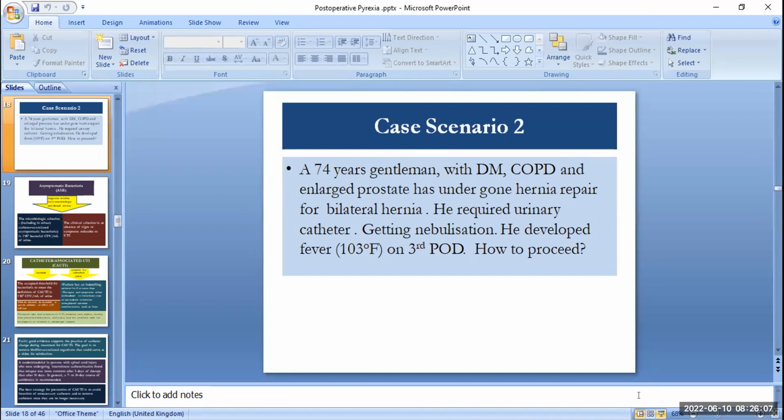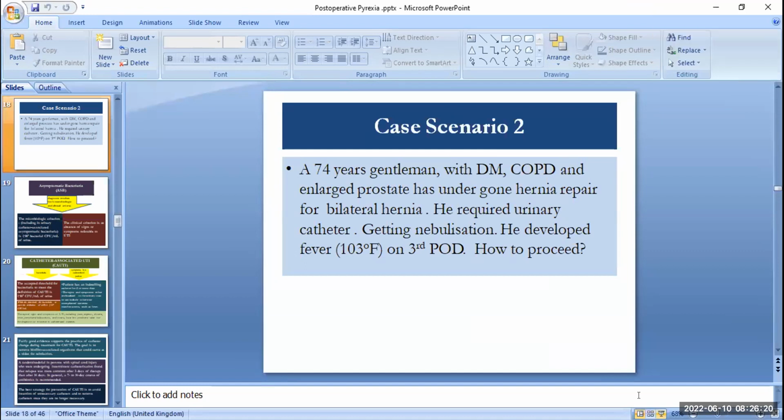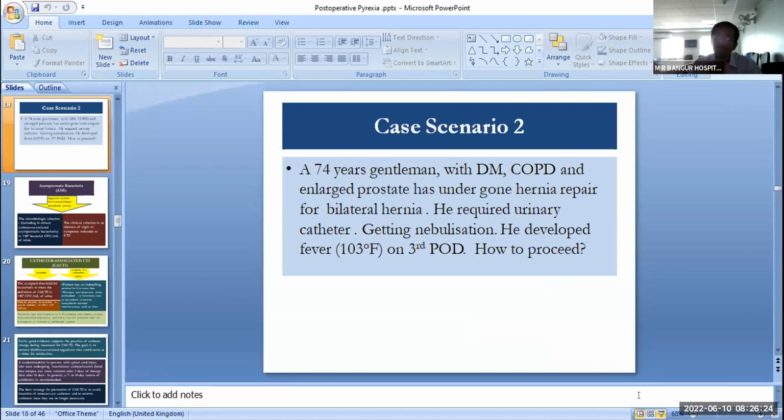We have to rule out those causes. Like what? You have been given a guide of a urinary catheter being there. So on the third post-op day, there are some other important causes. You see, the fever is with chill and rigor. If fever comes with chill and rigor, there are some other conditions which can come up on the third post-op day. What are those? Don't get biased only with the catheter and UTI.